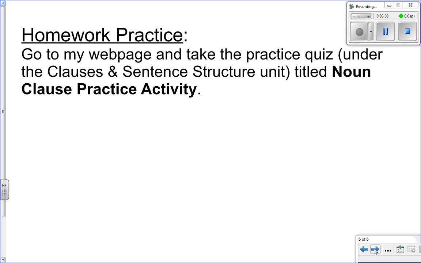Last thing, go to my webpage, take the practice quiz under the clauses and sentence structure unit that's titled Noun Clause Practice Activity. Take the quiz, check your answers against the answer key, and then be prepared tomorrow to ask questions on the notes and on any that you may have gotten incorrect on the homework practice.